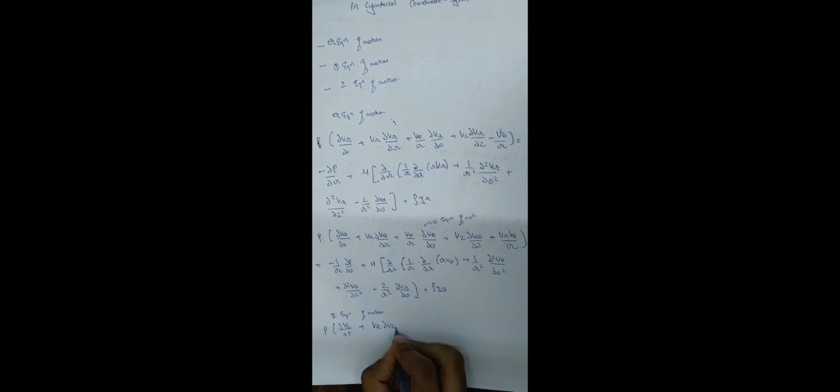So for the z equation of motion, our equation is rho into ∂Vz/∂t plus Vr into ∂Vz/∂r plus Vθ/r into ∂Vz/∂θ plus Vz ∂Vz/∂z is equal to minus ∂P/∂z plus mu [1/r ∂/∂r (r ∂Vz/∂r) plus 1/r² ∂²Vz/∂θ² plus ∂²Vz/∂z²] plus rho gz.